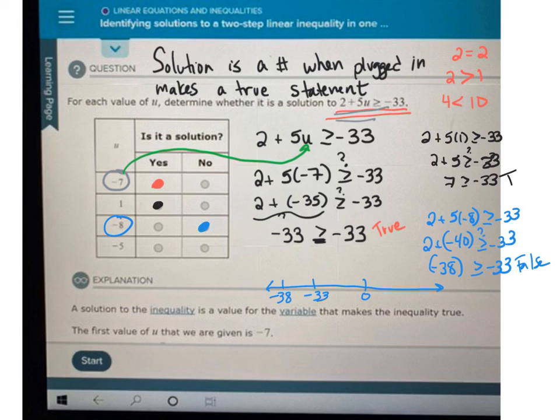So again, for both these problems, we're just trying to plug things in. One, trying to find the other variable. One, we're just trying to see if it's true or false. The big thing is, remember, a solution is something that, when you plug it in, makes a true statement.